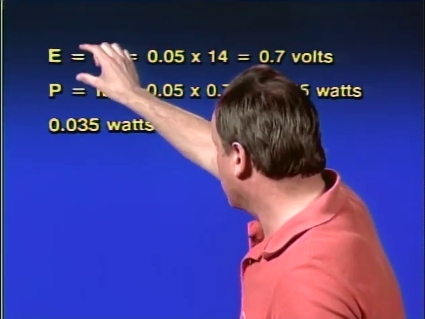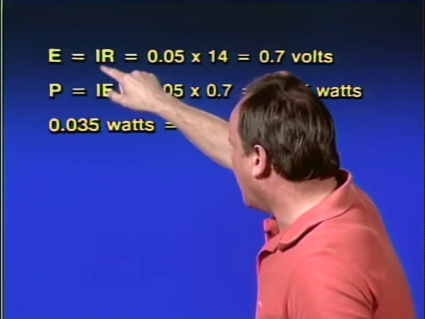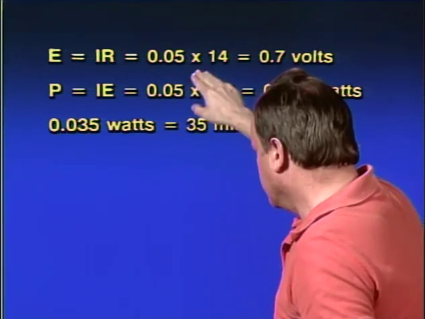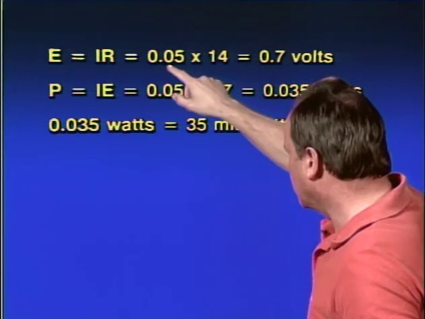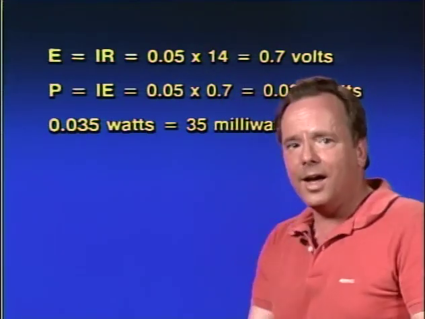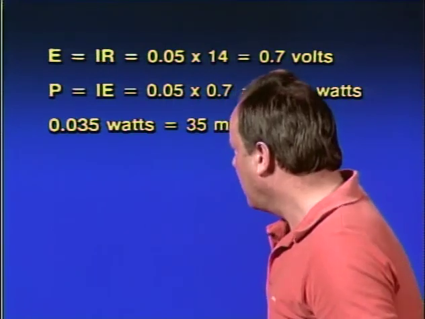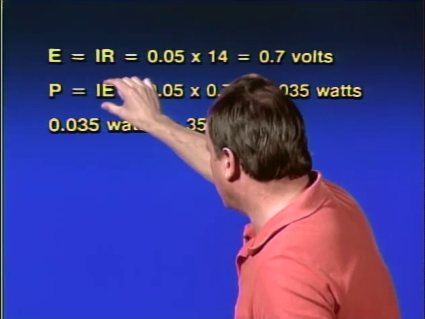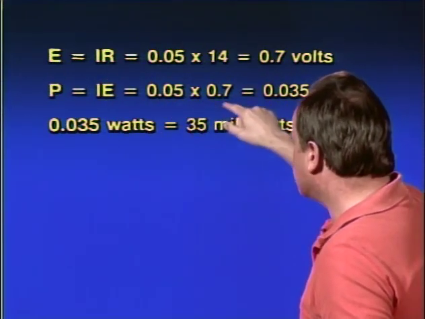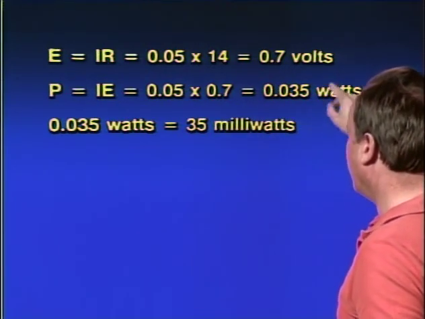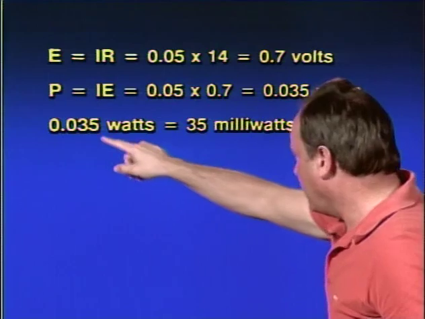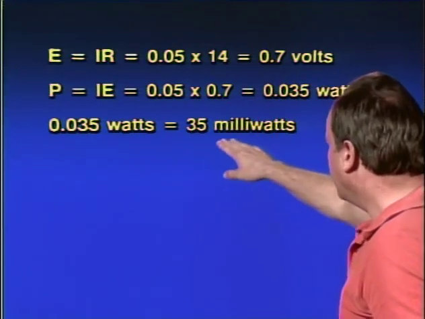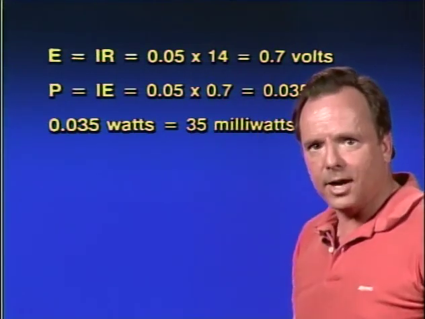Volts, the electromotive force, equals the current, which is I, times the resistance. The current was 0.05 amps, and the resistance was 14 ohms, and you multiply that out, and we have 0.7 volts. Now we have the information to find out power, and so you take the volts, which was 0.7, and multiply it times the current, which is 0.05, and 0.05 times 0.7 equals 0.035 watts, and that's 35 thousandths of a watt. Another way to express that is 35 milliwatts, because 1 milliwatt is a thousandth of a watt.